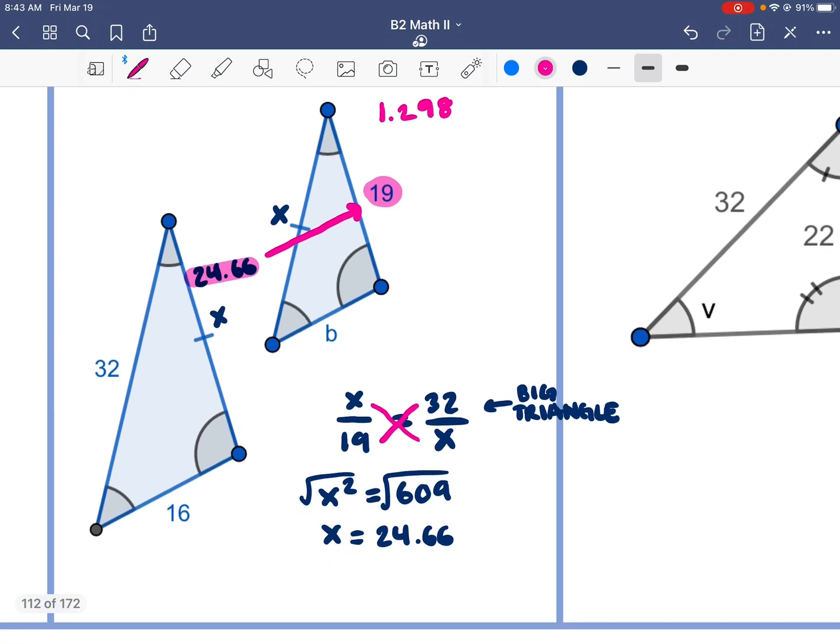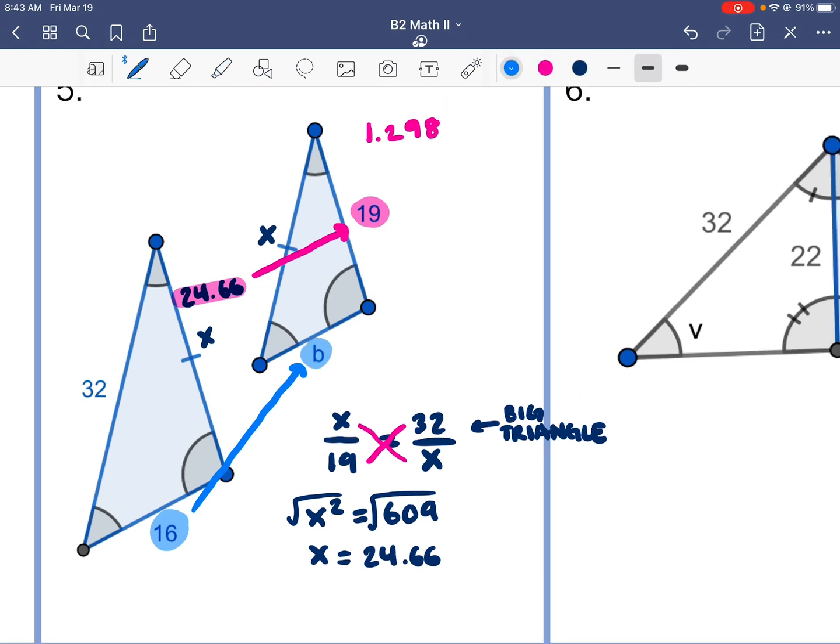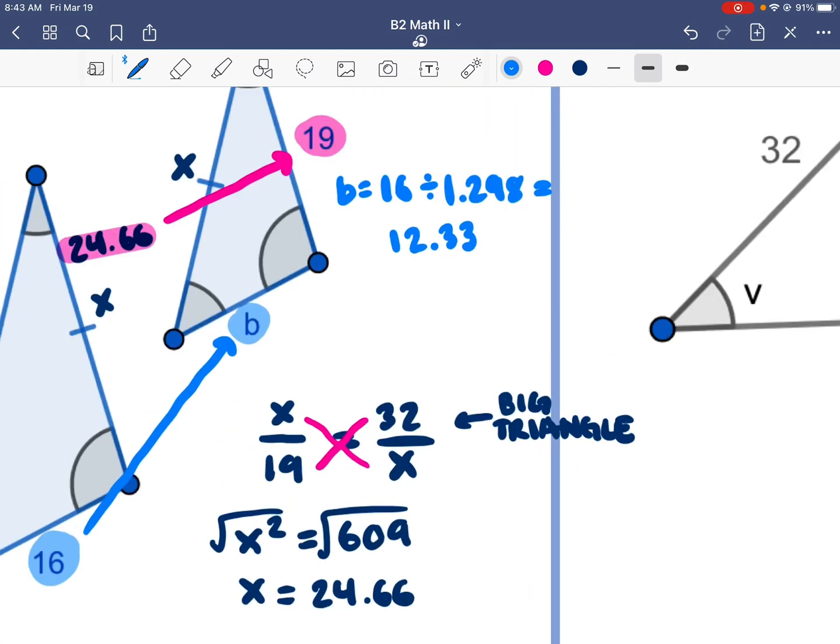And now we can just divide this 16 by 1.298 to figure out what this missing B value is. So from 16 to B, I'm dividing because that's from the bigger triangle to the smaller triangle. So 16, I'm going to say B equals 16 divided by 1.298, and that's 12.33 approximately. So that's B. That's fantastic.